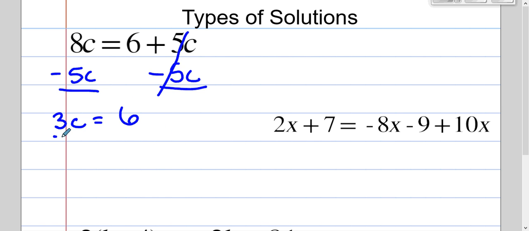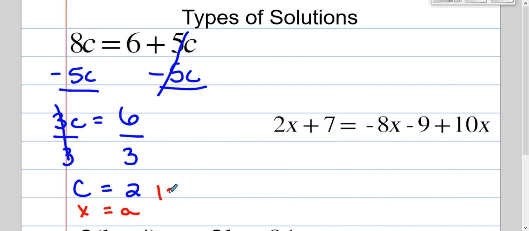Now to continue solving it, I have to divide both sides by 3. And we end up with 1c is equal to 2. So this is that situation, again, where x, or the variable, gave us a specific amount. So they're telling us it has one solution. And that solution happens to be 2.